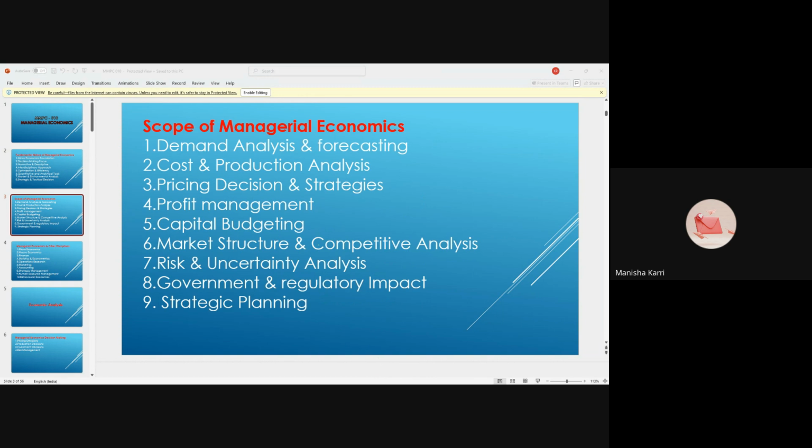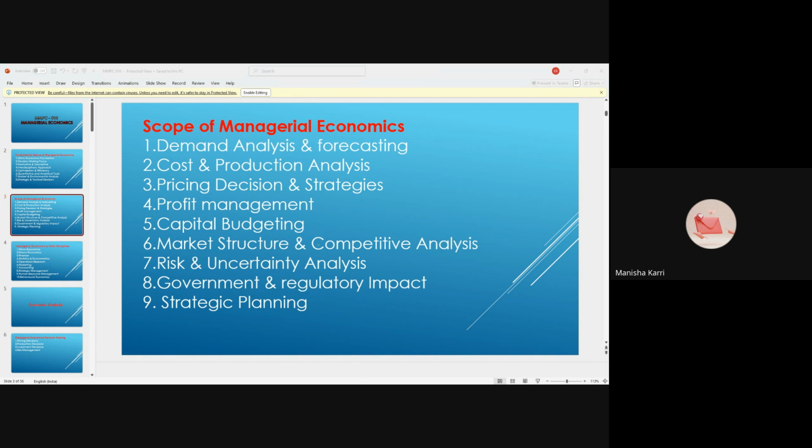Next one is the scope of managerial economics. Here, generally we all know that managerial economics is an application of some economic theories and methodologies to solve some business management practices. The scope of managerial economics encompasses various aspects, including, as you can see in the PPT, demand analysis and forecasting.